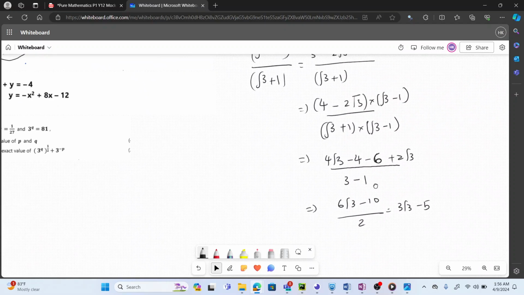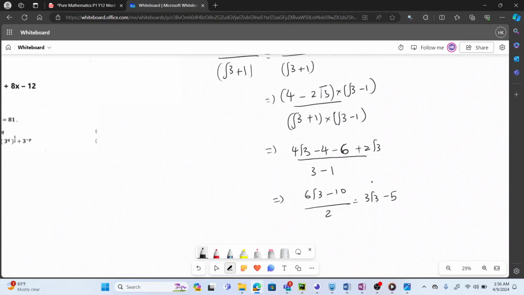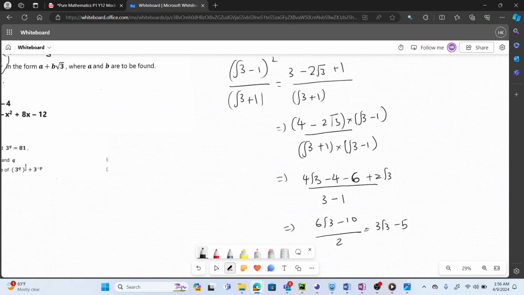Alright, cool. Then I should look back at the question, and I need to bring the expression I obtained into that particular format, right? 3 root 3 minus 5, so it's basically a plus b root 3. So I need to bring this expression to this format. So I'm going to do that.